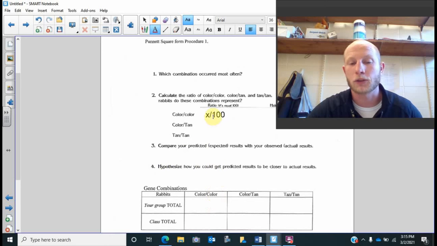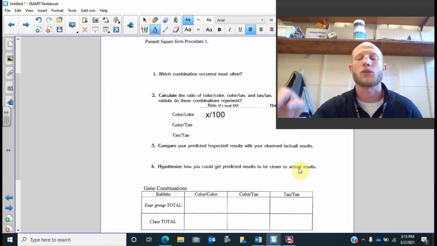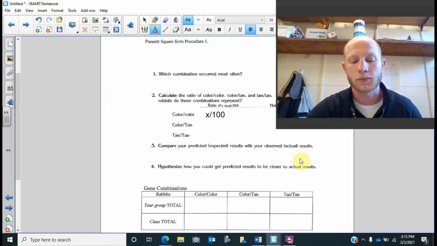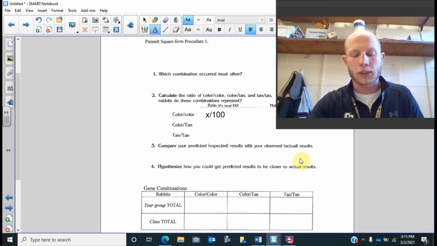So you didn't get your 25, 50, 25 like we predicted on our Punnett square. How could we get better predicted results that would get closer to the actual results? Or how would we get our actual results closer to our predicted results? And so you'll turn that in for me. All right. So if you got any questions with that, let me know.